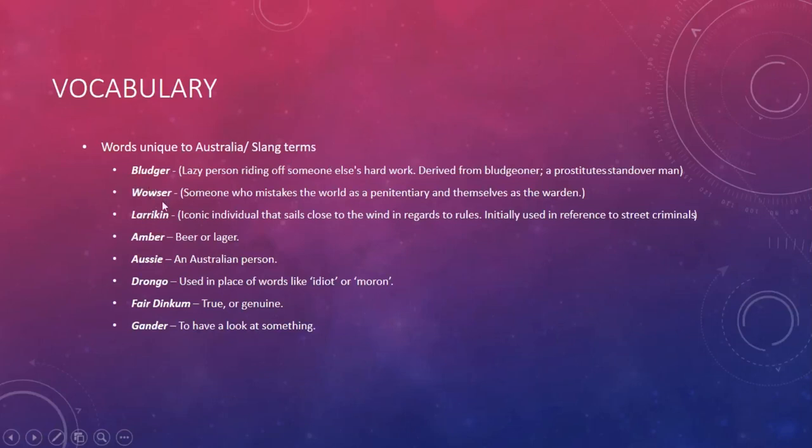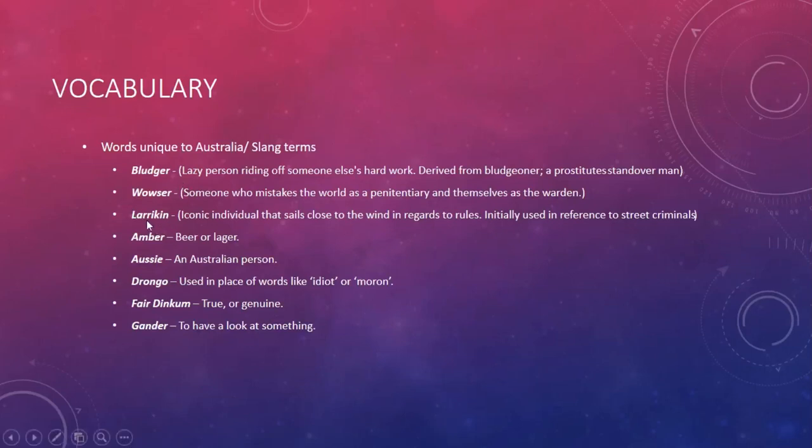And a wowser is someone who mistakes a world as a prison and themselves as the warden. You might have somebody in your classroom who is like that. When the teacher is not there, they become all bossy and they're quite annoying.